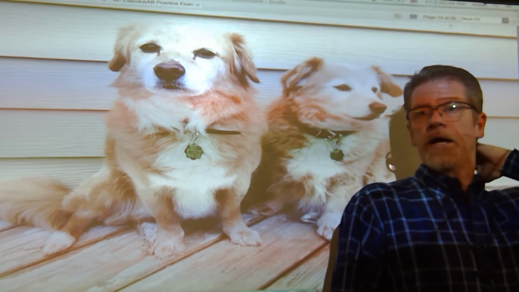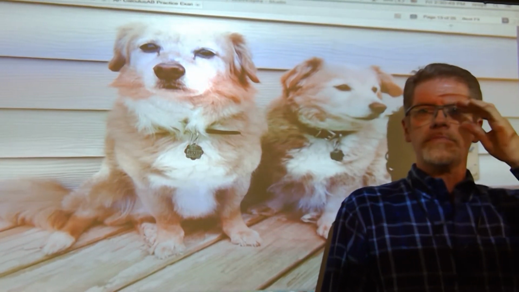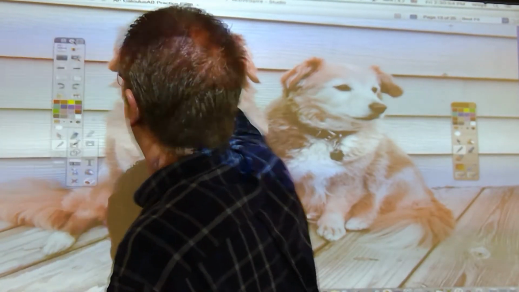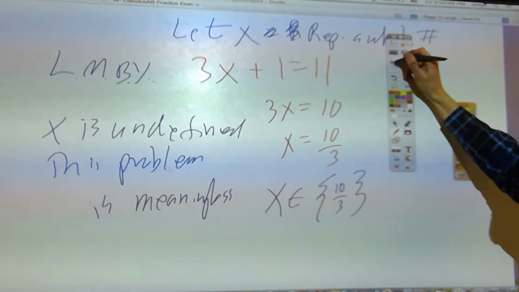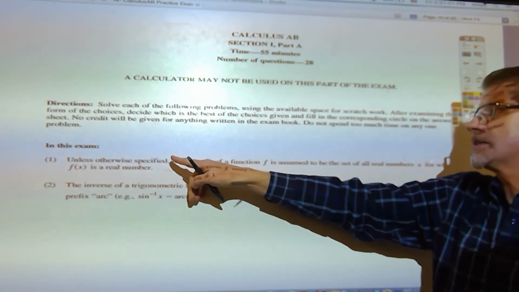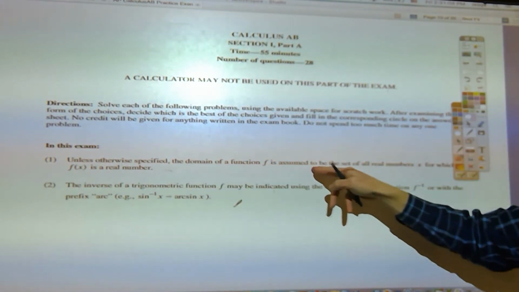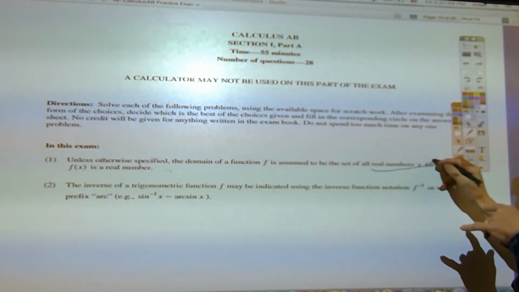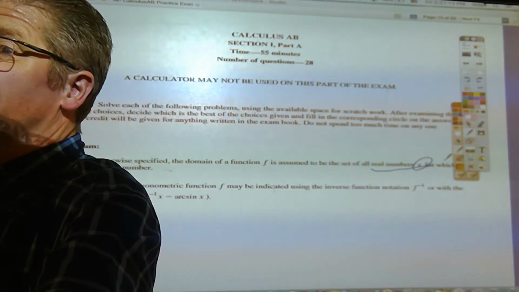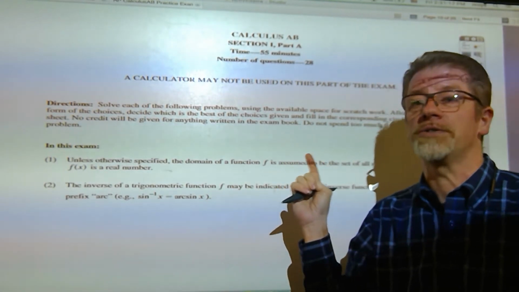Adam, go ahead. What about if a question says find x and you solve for x? Is that not right because it doesn't say let x represent something? Well, let's see what happens on the AP test. The very first direction on the AP test for Calc AB is: unless otherwise specified, the domain of the function f is assumed to be the set of all real numbers x. They just do step one, because they know that people don't have to do the test unless x is defined as a real number.